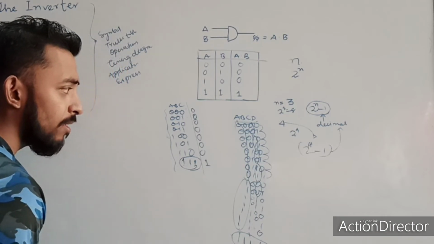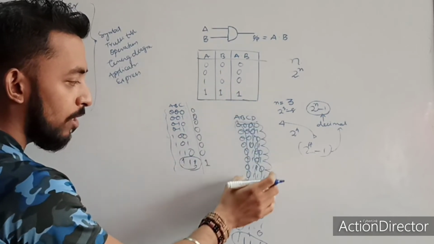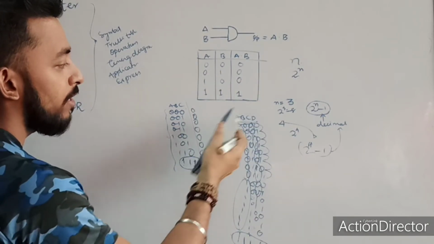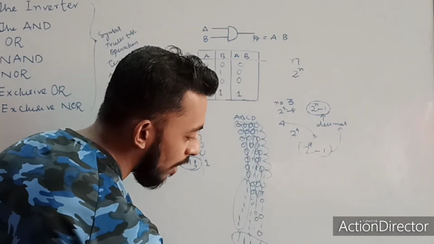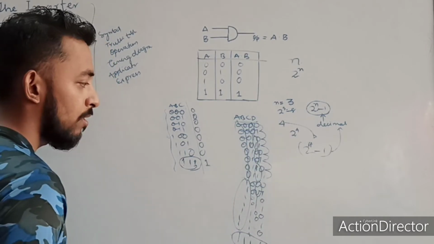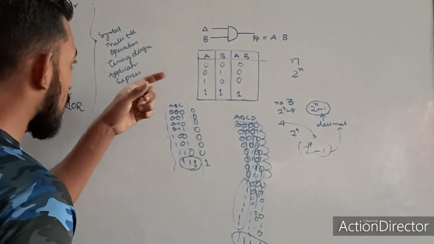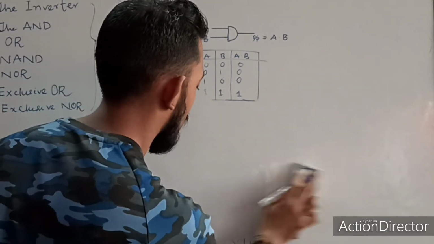This depends upon my number of inputs. These are the possible combinations of my input and accordingly my output. Here you see only for this case my AND gate will give me an output of high, or 1, and for all the other cases my output will be 0. So this is the truth table of this AND gate, and also the operation.